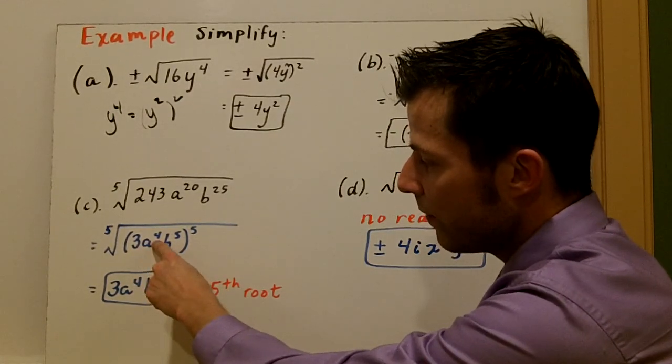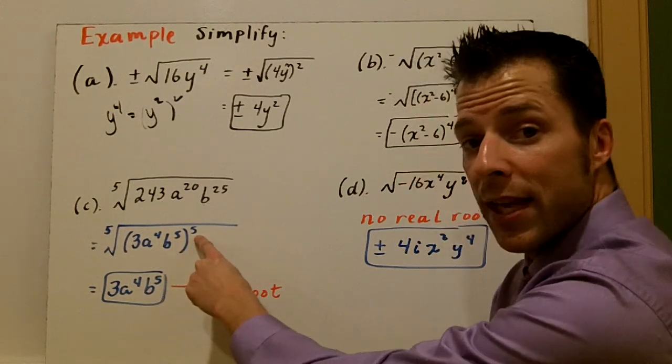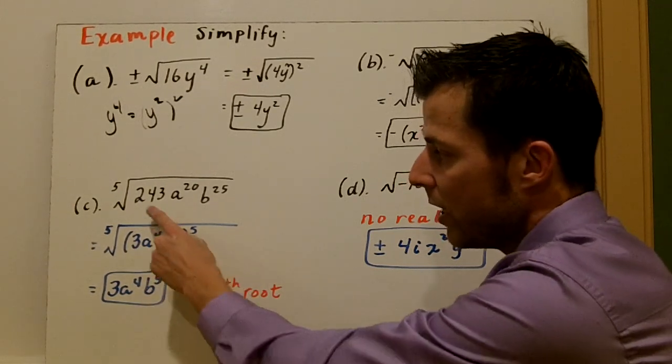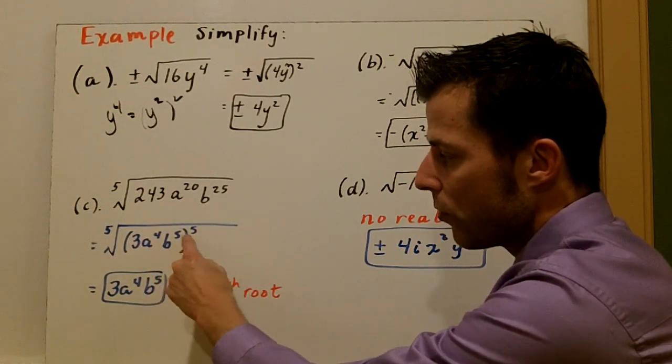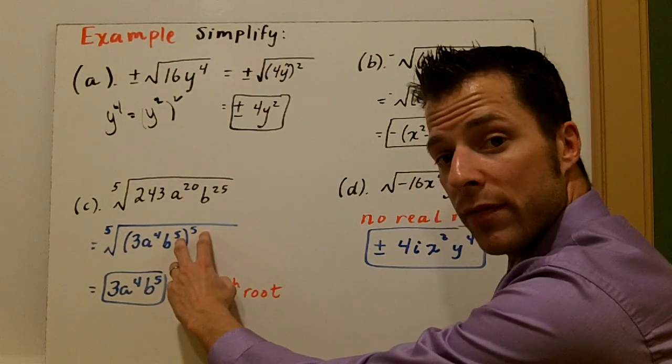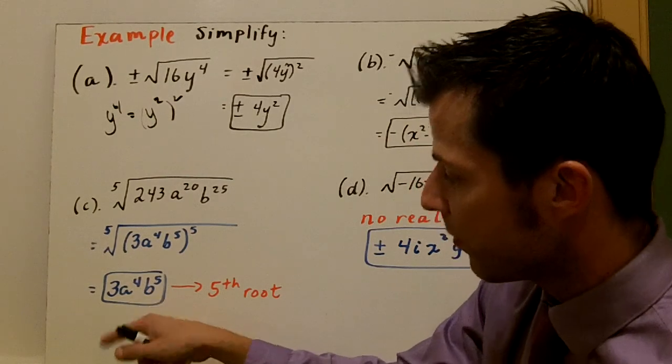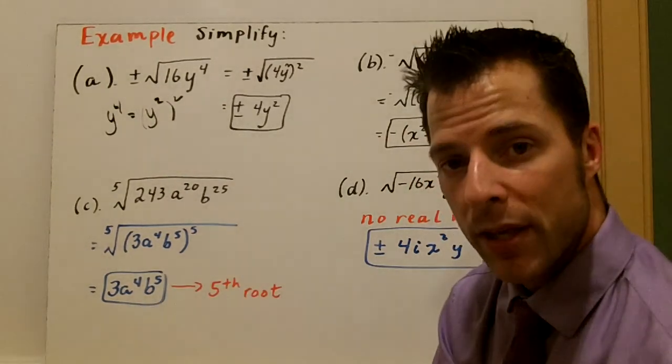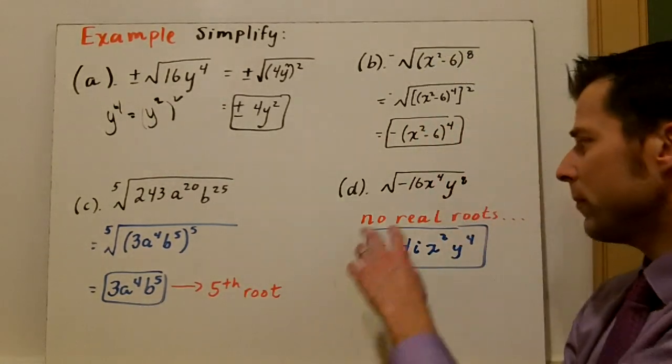All these can be written to the 5th power. So 3, a to the 4th, b to the 5th, all raised to that 5th power, because 3 to the 5th is 243. A power to a power, you multiply. 4 times 5 is 20. 5 times 5 is 25, and there's our 5th root. 3a to the 4th, b is the 5th root.